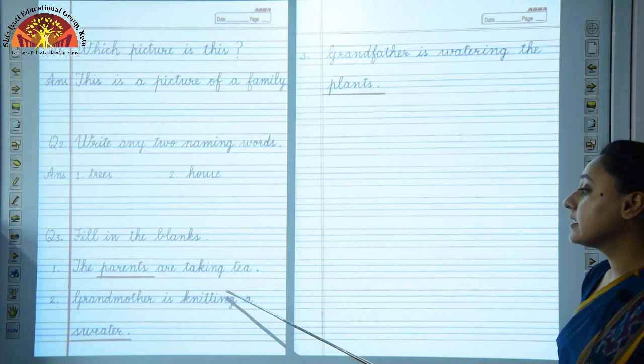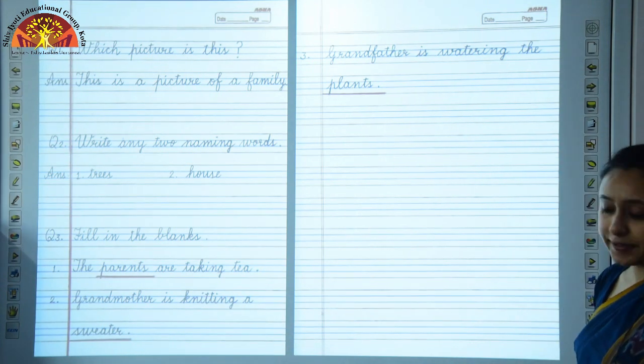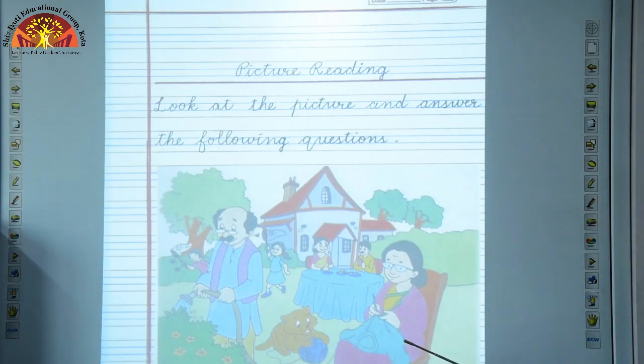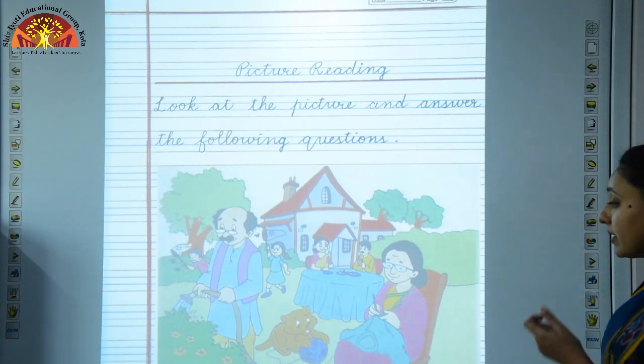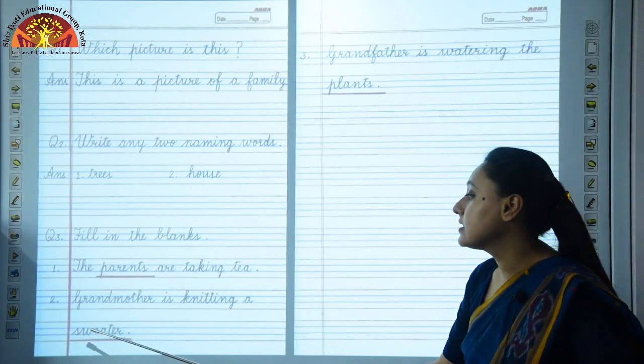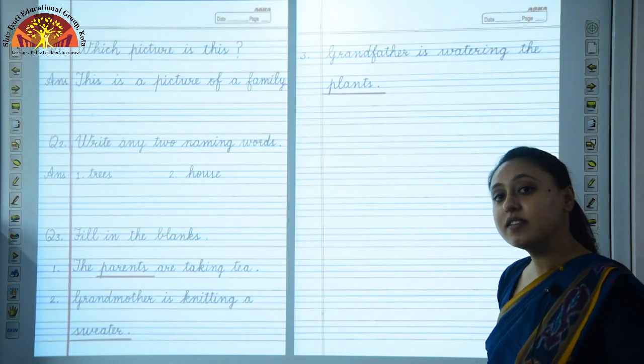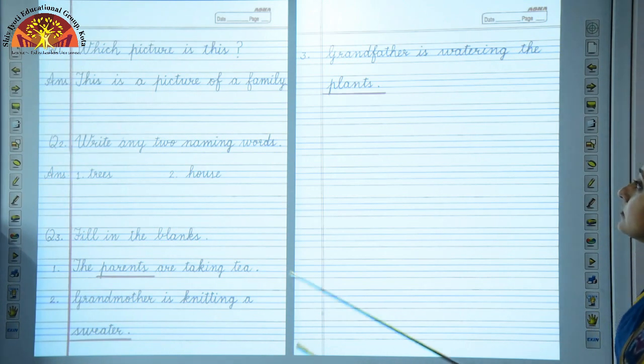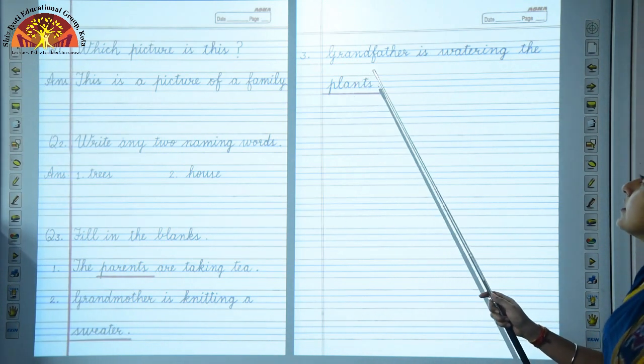Now number 2. Grandmother is knitting a dash. Look here. What is grandmother knitting? Grandmother is knitting a sweater with wool. So the correct answer is sweater, S-W-E-A-T-E-R, sweater.